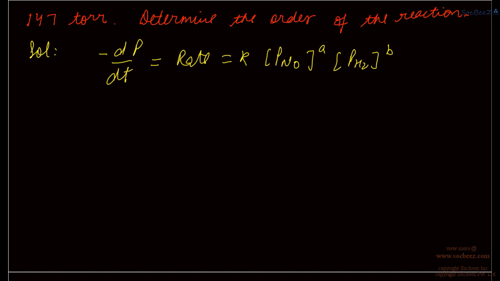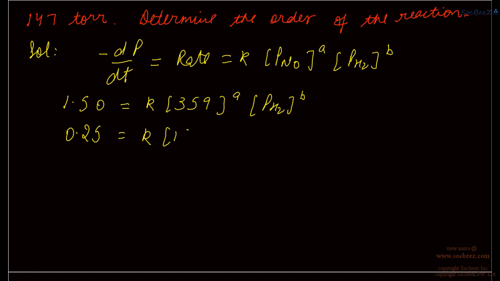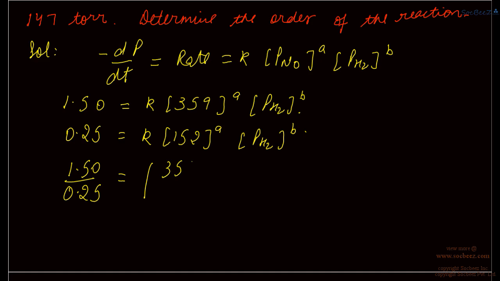Okay, now, using the data given in the problem and keeping the pressure of H2 constant, we get 1.50 equals K into 359 to the power a, P_H2 to the power b. And 0.25 equals K into 152 to the power a, P_H2 to the power b. Now, since they are constant, they are the same. If we divide this expression by this, we get 1.50 upon 0.25 equals 359 upon 152 to the power a.